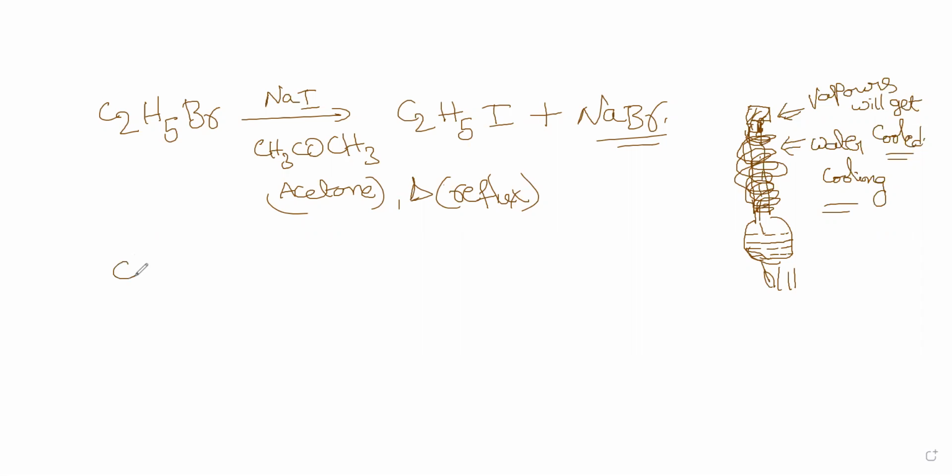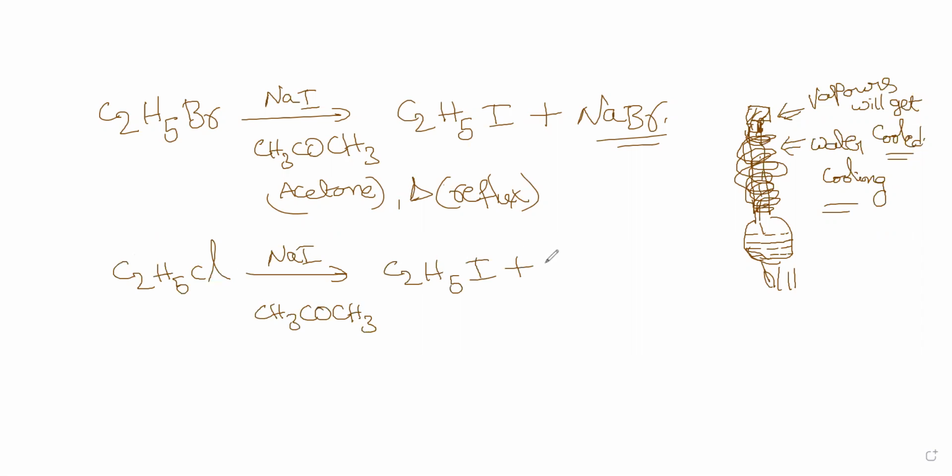And again, if you consider C2H5Cl, it is treated with NaI and acetone. What you can expect? C2H5I plus NaCl. These are precipitated in acetone.